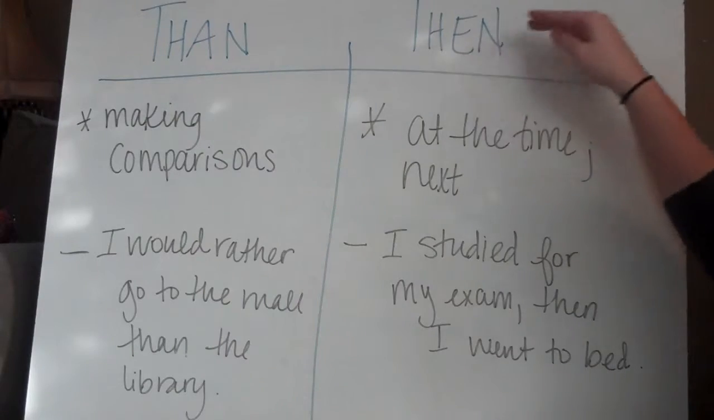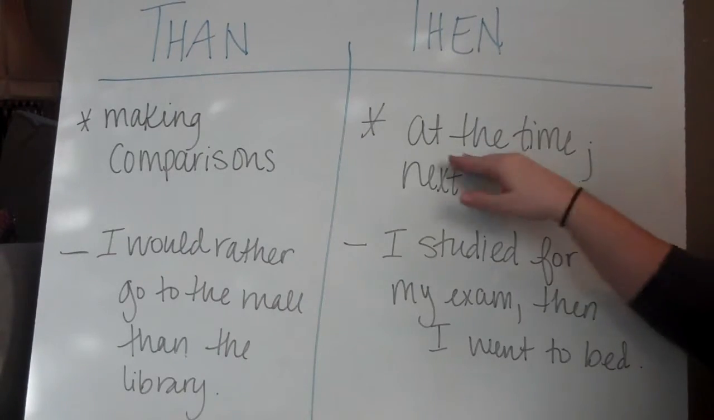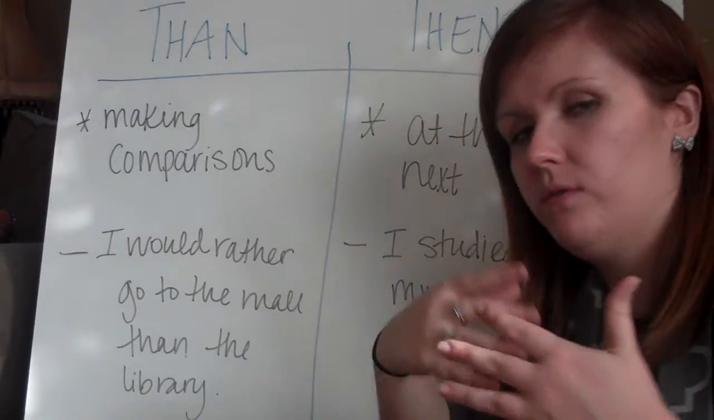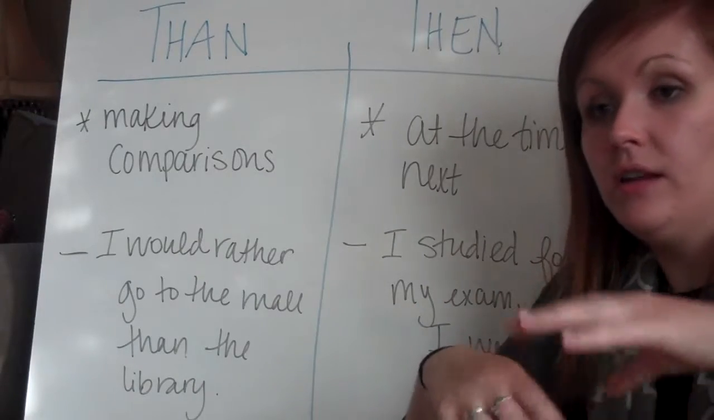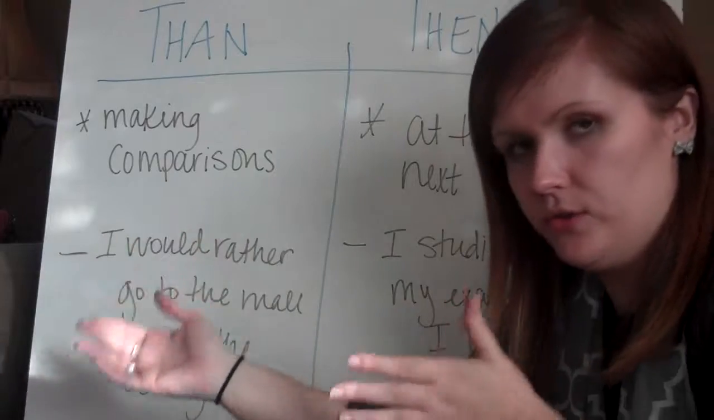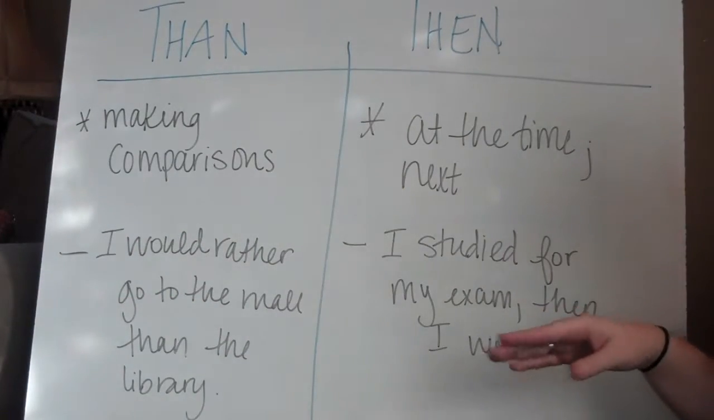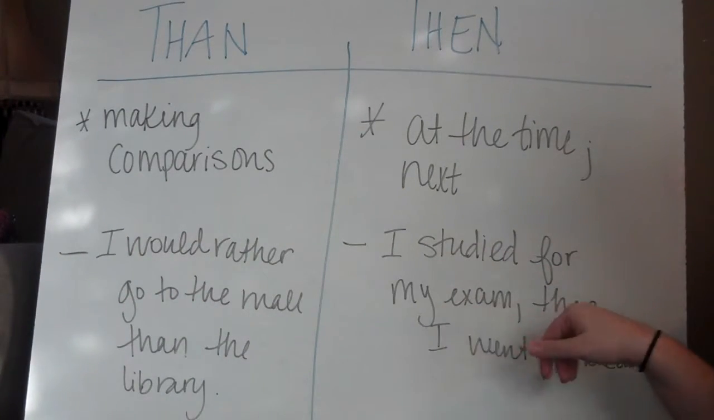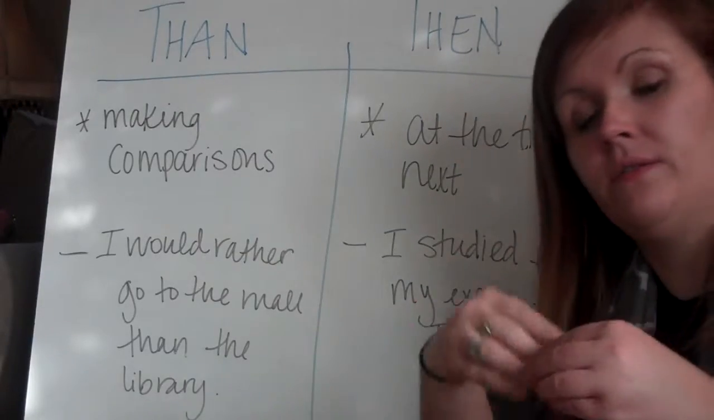Now, if you're saying then with an E, you're saying at the time or next. So you're using it as a form of time. You're saying either at a specific time, then, or then I went to the store. So anything to do with time. You would say, I studied for my exam, then I went to bed, and that's showing a succession of time there.